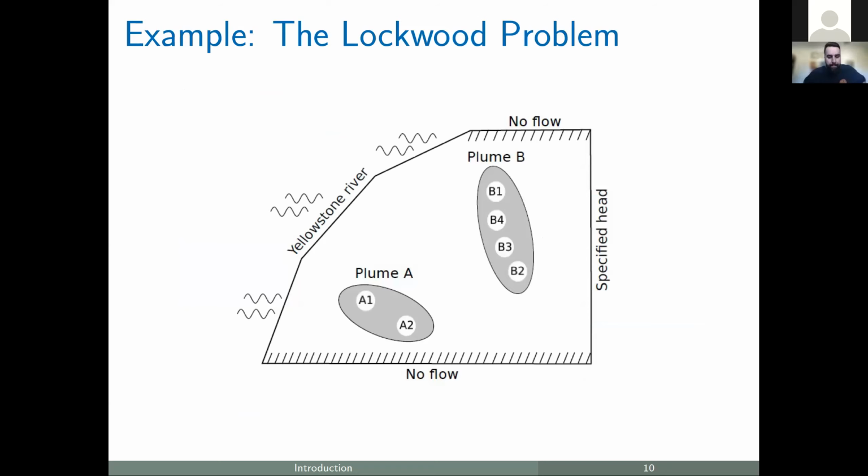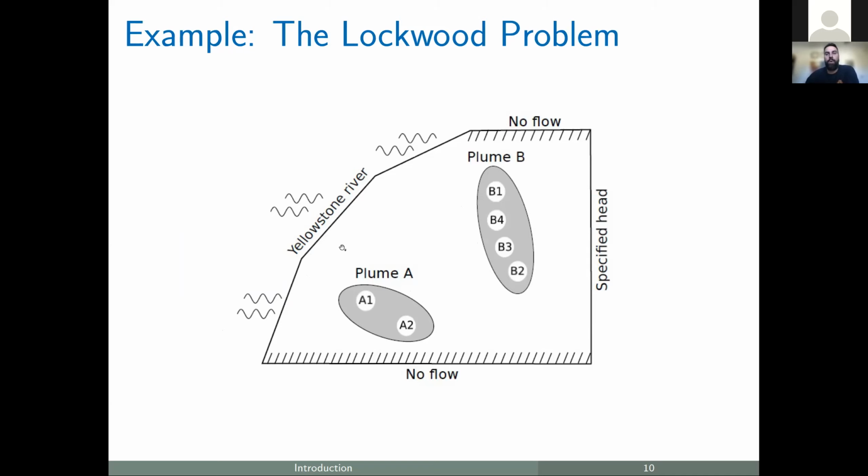Here's a better example maybe to orient you to the problem. There's this problem that we've solved several times in a few of our papers, and it's been solved by others. It's called the Lockwood problem. There's this area in Montana known as the Lockwood area, where there are 2 plumes of contaminants in the soil, plume A and plume B. These contaminants are slowly leaking towards the Yellowstone River. The Yellowstone River is a source of water for the community, and so they are really concerned about making sure that none of the contaminants actually leak into the river.